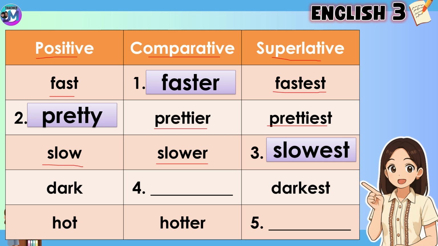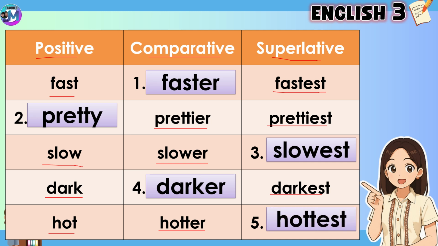How about number 4? At positive degree, we have dark. The missing is the comparative degree. It will be, very good, darker. And the superlative is darkest. And for number 5, at positive degree, we have hot, comparative, hotter, and the superlative is, awesome, hottest.